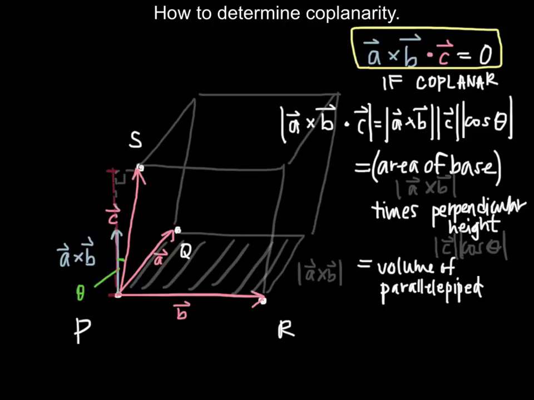So that's why if P, Q, R, and S are coplanar, and their vectors A, B, and C are also coplanar, that's why A cross B dotted with C, the scalar triple product, is equal to 0. And if not, the absolute value of that scalar triple product is equal to the volume of the parallelepiped spanned by the three vectors A, B, and C made from the points P, Q, R, S, and the points are not coplanar.